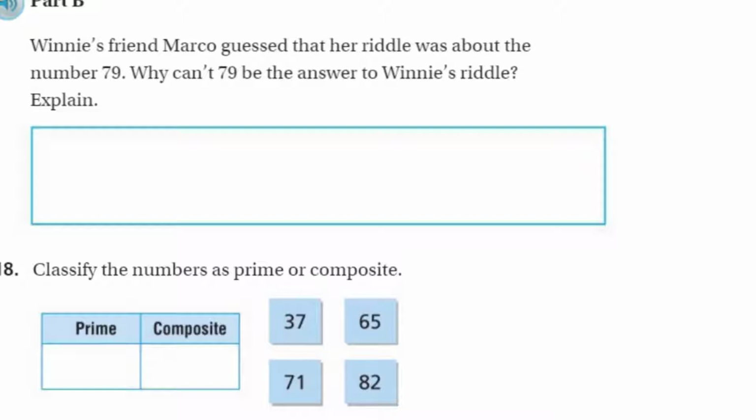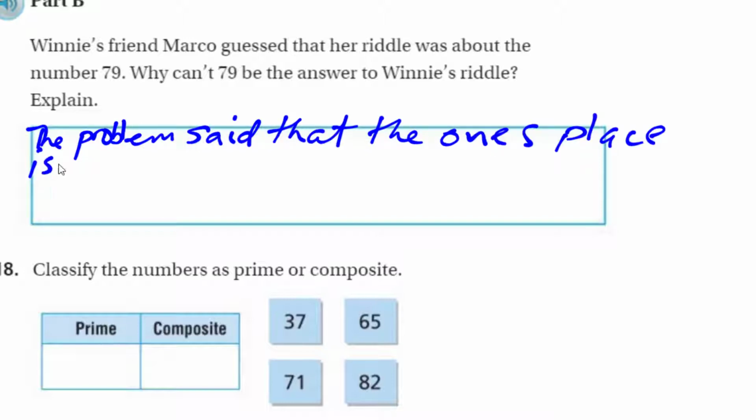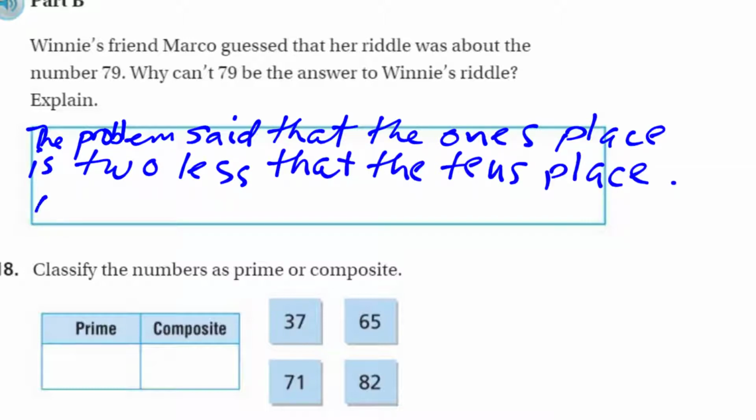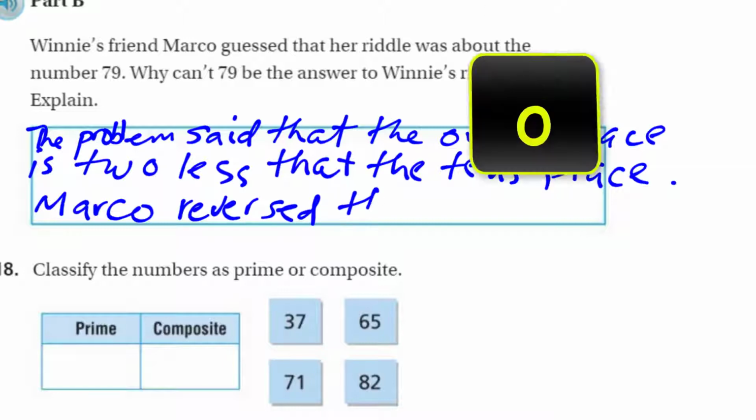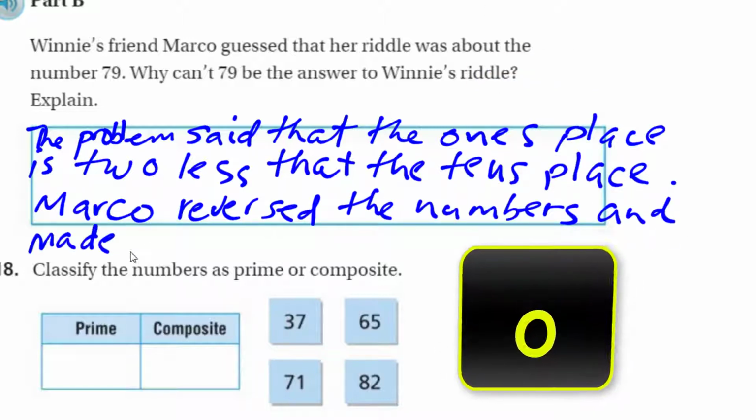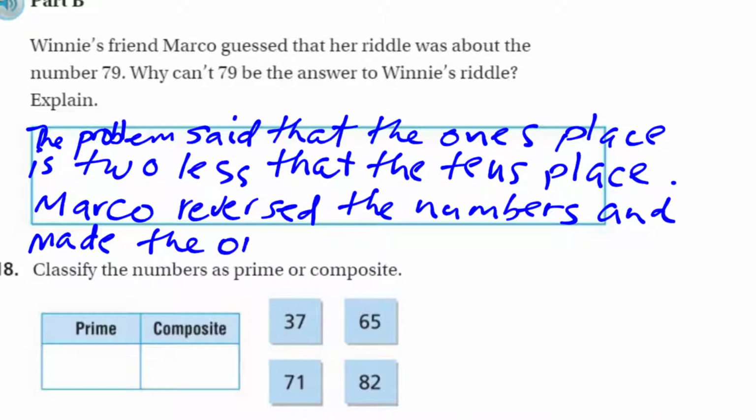But with 79, if you look at the ones place, you can see that the ones place is 2 more than the tens place. So it looks like Marco got the two numbers switched around. So I'll put it in those kind of words here. The problem said that the ones place is 2 less than the tens place. Marco reversed the numbers and made the ones place 2 more.